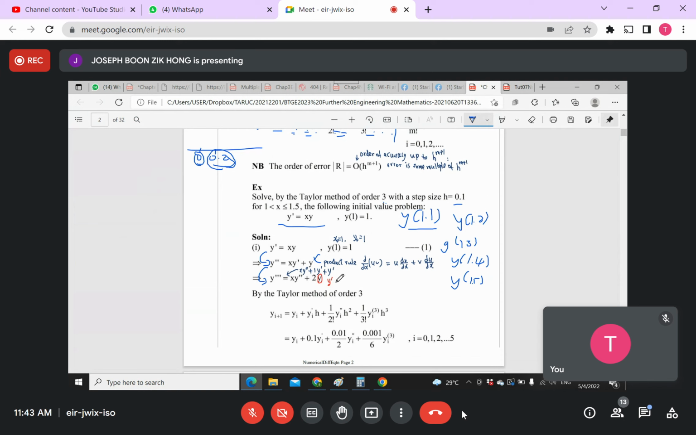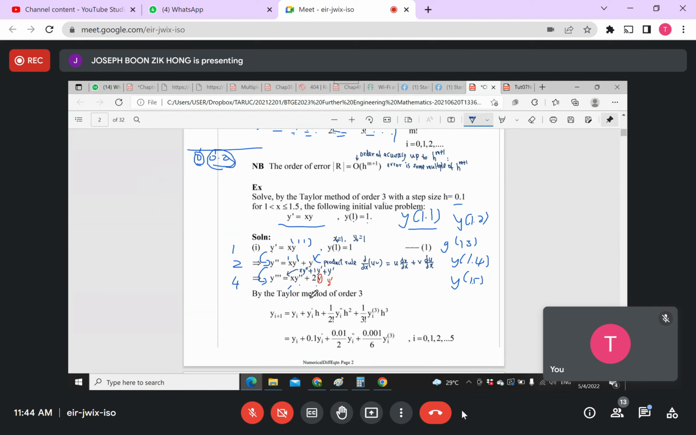Okay, so that means now how I'm going to get the first order? I put in 1, 1. So that means my y prime at this point is 1. And then I put in again, this one is 1, this one is 1, this one is 1. So that means my y prime prime will be 2. Okay, and then I put in here again. So this one is 1, this one is 2, this one is 2. So 2 plus 2, I get 4.